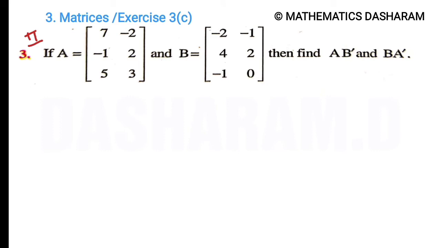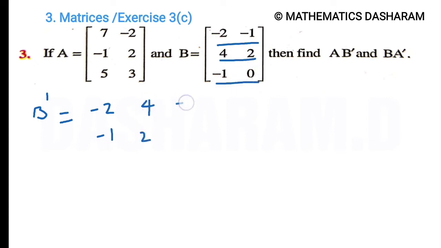Third problem. Here the matrix A, its order is 3 rows 2 columns. Matrix B, its order is also 3 rows 2 columns. So find A B dash and B A dash. Let's find A B dash first. In A B dash, first we require the B dash value. So here B dash equals, in the matrix B, the first row is minus 2, minus 1, it will become the first column, second row 4 2, third row minus 1 0. So it is the transpose matrix of the matrix B.